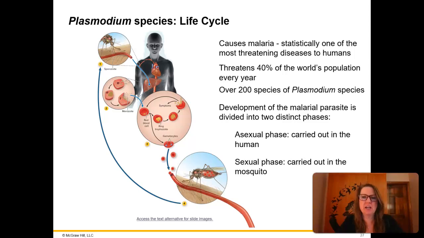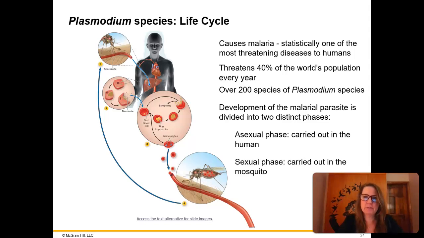So here we are. Part 3 of week 4 lecture material, and we're talking about the causative agent of malaria, and it is in the genus Plasmodium. Statistically speaking, malaria is one of the most threatening diseases to humans and affects 40% of the world's population every year. And yet we don't hear about it here. This is why it's super important that our country, being one that has access to medications, can help those countries that are constantly fighting this disease.